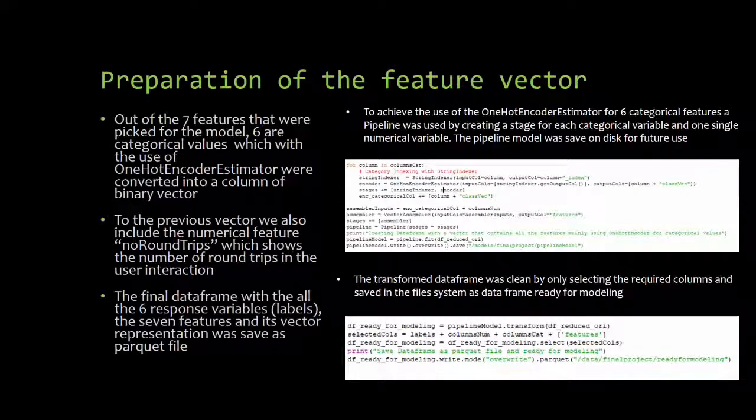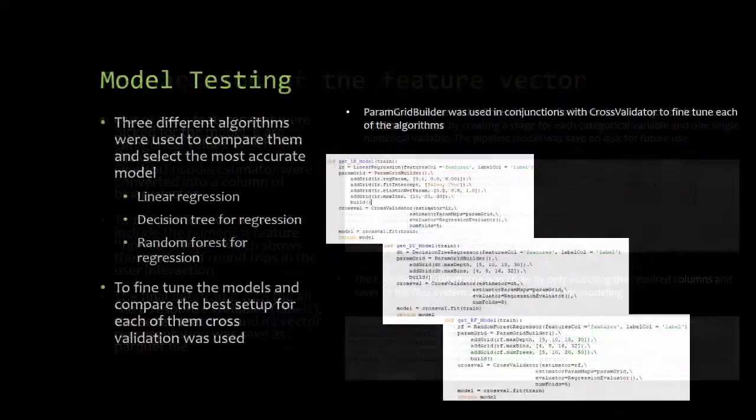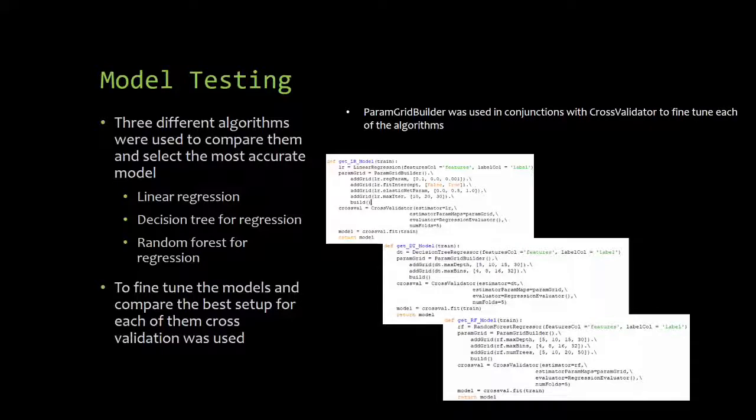The final data frame with the 6 response variable labels, the 7 features, and its vector representation was saved as a Parquet file. 3 different algorithms were used to compare and select the most accurate model: linear regression, decision tree regression, and random forest for regression. To fine-tune the model and compare the best setup for each of them, cross-validation was used. The ParamGridBuilder function was used in conjunction with the cross-validator to fine-tune each of the algorithms.